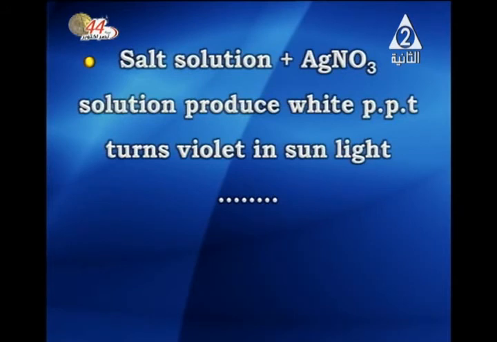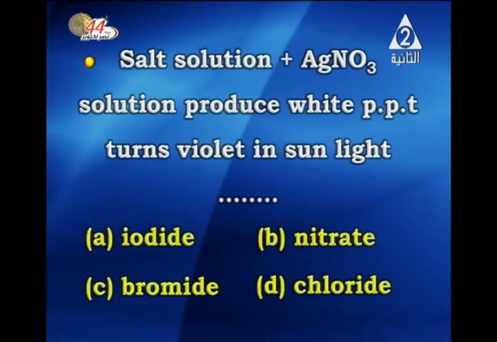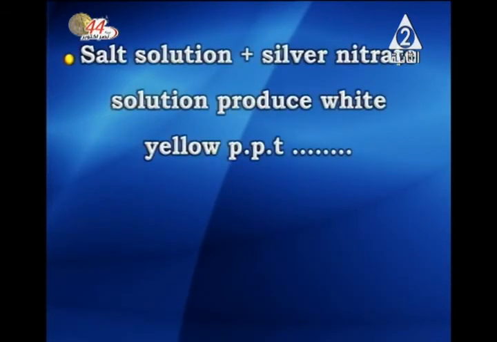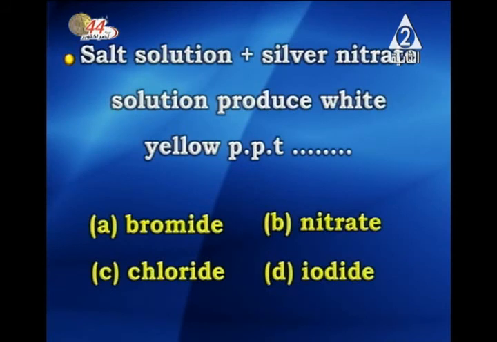Next one, the salt solution plus silver nitrate solution produces a white precipitate that turns violet in sunlight. Is it iodide salt, nitrate salt, bromide salt or chloride salt? The answer will be chloride salt. Next one, the salt solution plus silver nitrate solution produces a white yellow precipitate. Is it bromide salt, nitrate salt, chloride salt or iodide salt? Yes, it will be bromide salt.